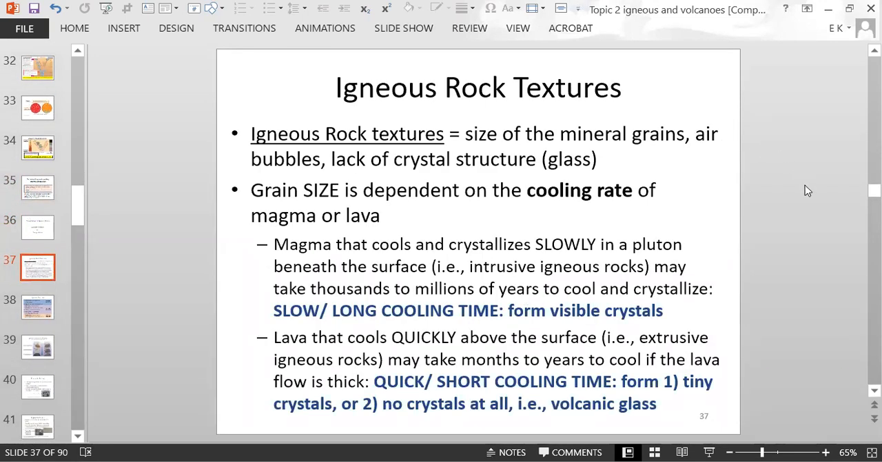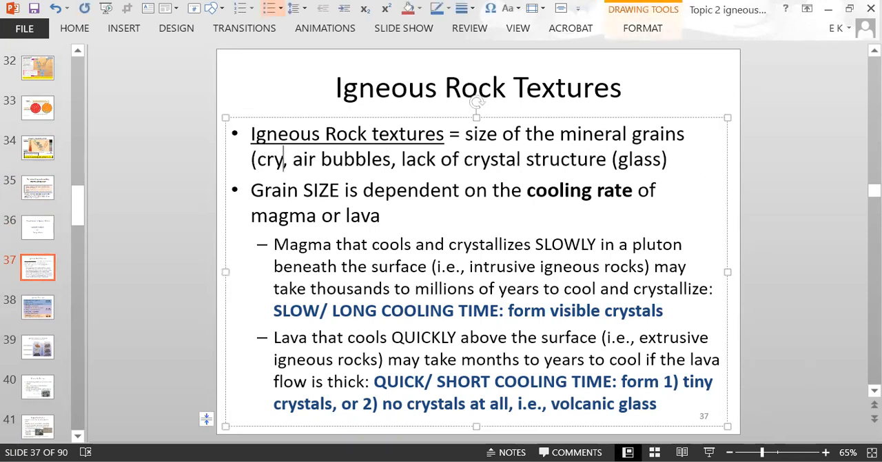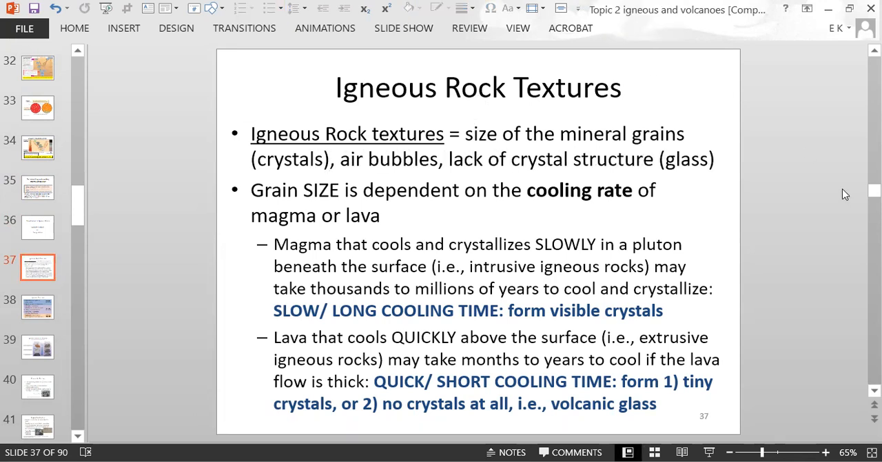So igneous rock textures, the word texture here is not really the same as when you're talking about texture in everyday life. We're not really discussing things being like rough versus smooth. When you're discussing igneous rock textures, it's referring to the size of the mineral grains or crystals. In this case, the word grains is crystals. Okay, so we're looking at like the size of the crystals in an igneous rock.